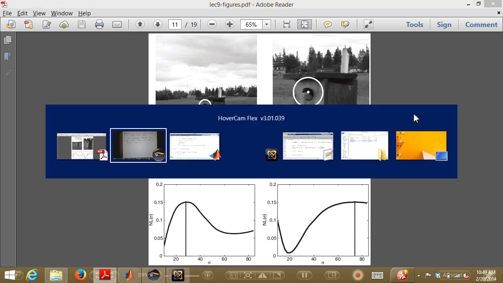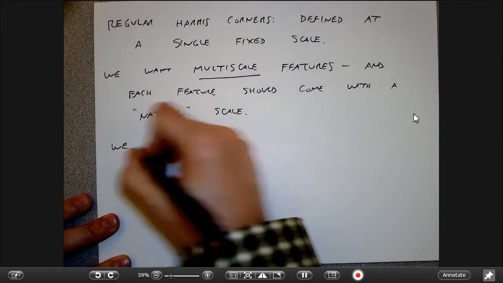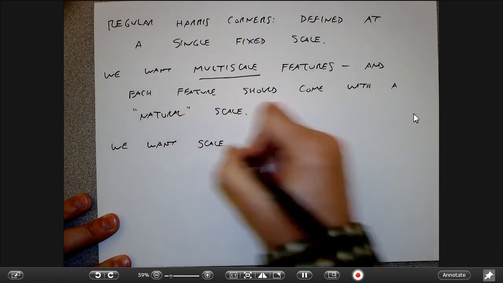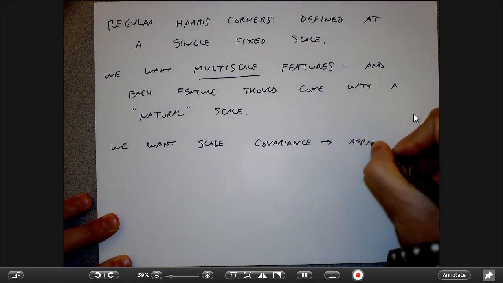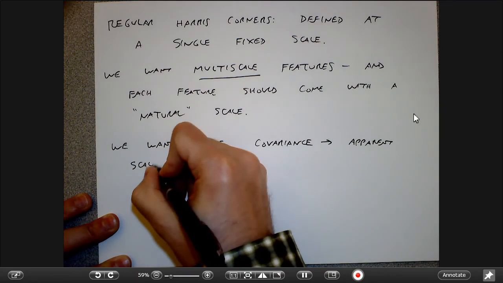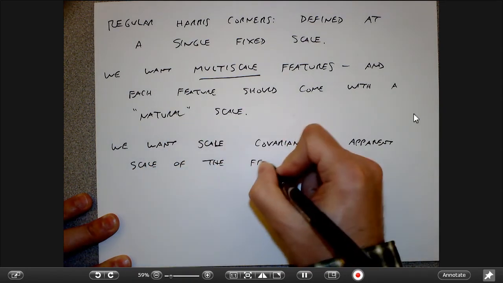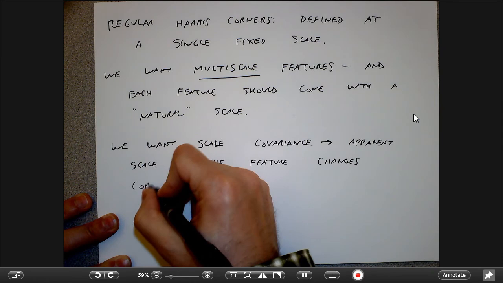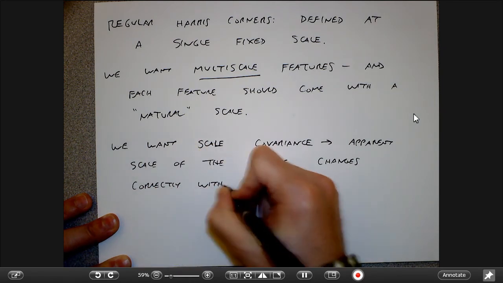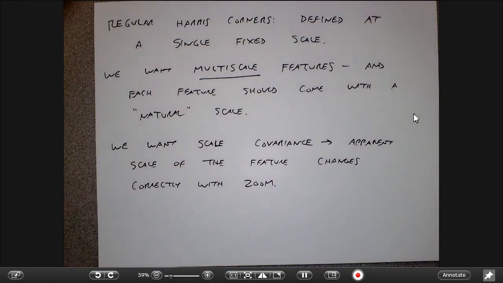Okay, so what we want is called scale covariance, which should mean that the apparent scale of the feature changes correctly with zoom. That's a very hand-wavy way of saying it, but that's kind of what I mean, right? So think about the bird, right? I want to make sure that the same pixel terrain is covered by the apparent scale of the feature in both cases.